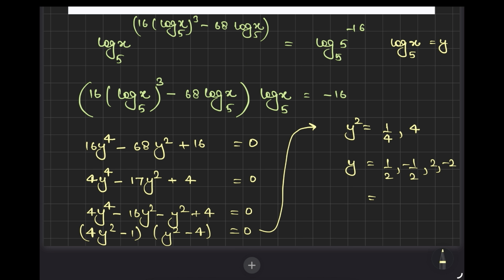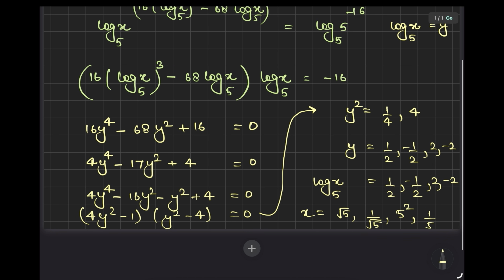But who is y? y is log x base 5. So log x base 5 is 1 by 2, minus 1 by 2, 2, minus 2. Okay. So can I write x to be 5 power 1 by 2? 5 power 1 by 2 is what? Root 5. 5 power minus 1 by 2 is what? 1 by root 5. 5 power 2 is 25. 5 power minus 2 is what? 1 by 5 power 2.